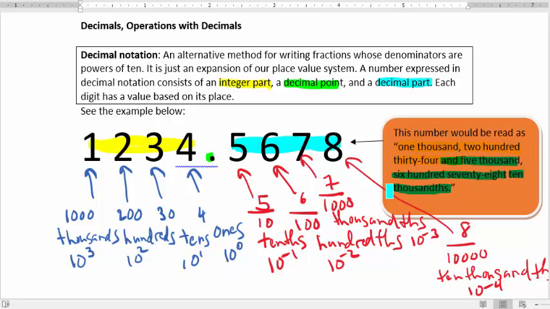All right? So decimals are really just another way of writing fractions that have specific denominators, right? Namely denominators of 10, 100, 1,000, 10,000, so on and so forth.